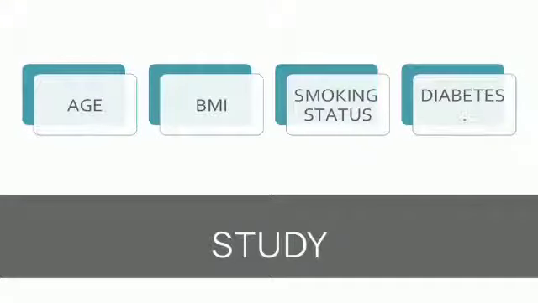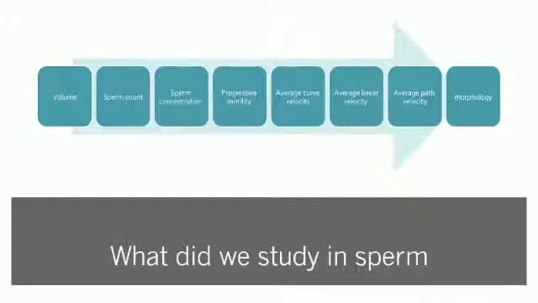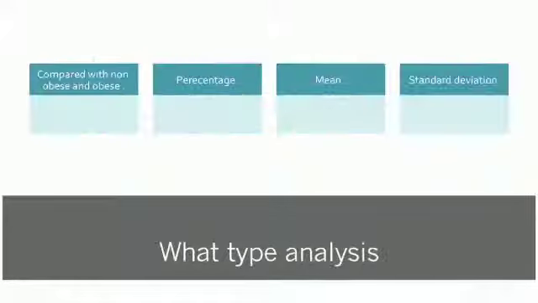1280 people, of which around 200 were obese, and we studied the effect on concentration, volume, motility and quality, and looked at how it affects these parameters when the couple are obese and when the couple are not obese. Then we used statistical tools to look at these parameters, wherein we compared the percentage, the mean values, the median values and the standard deviation.